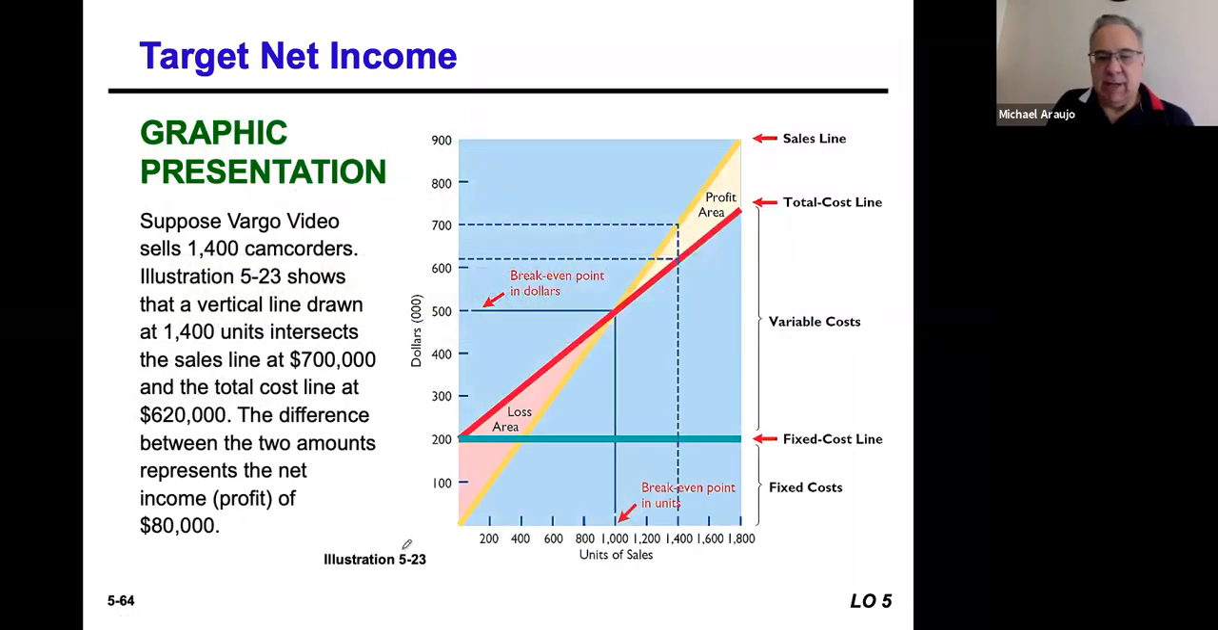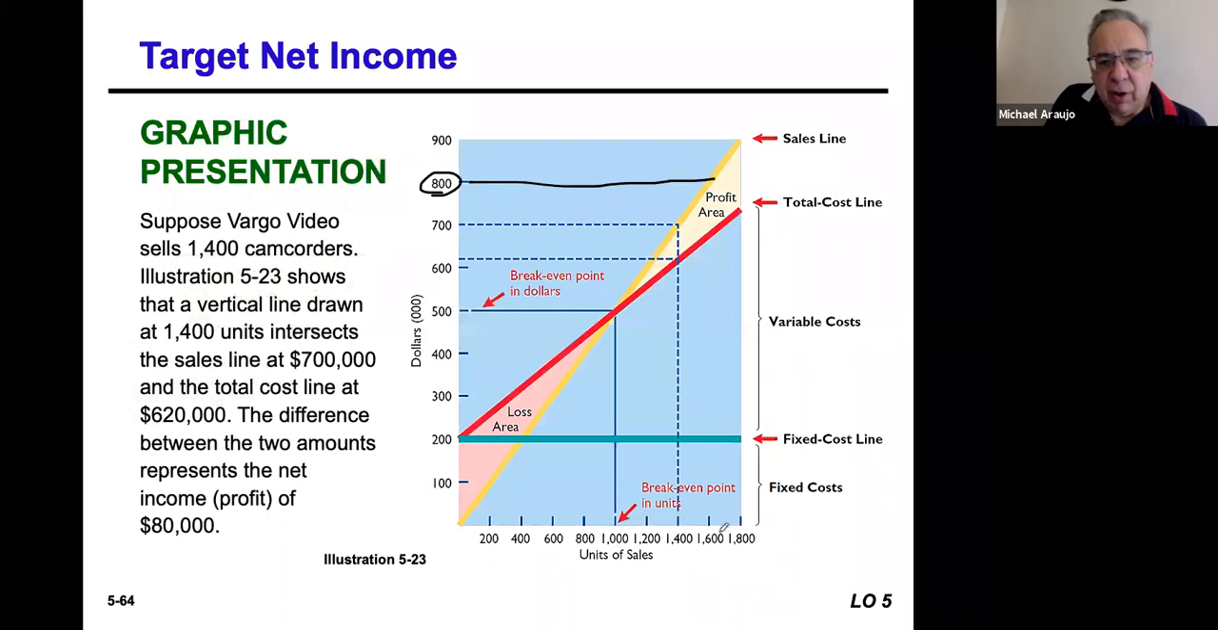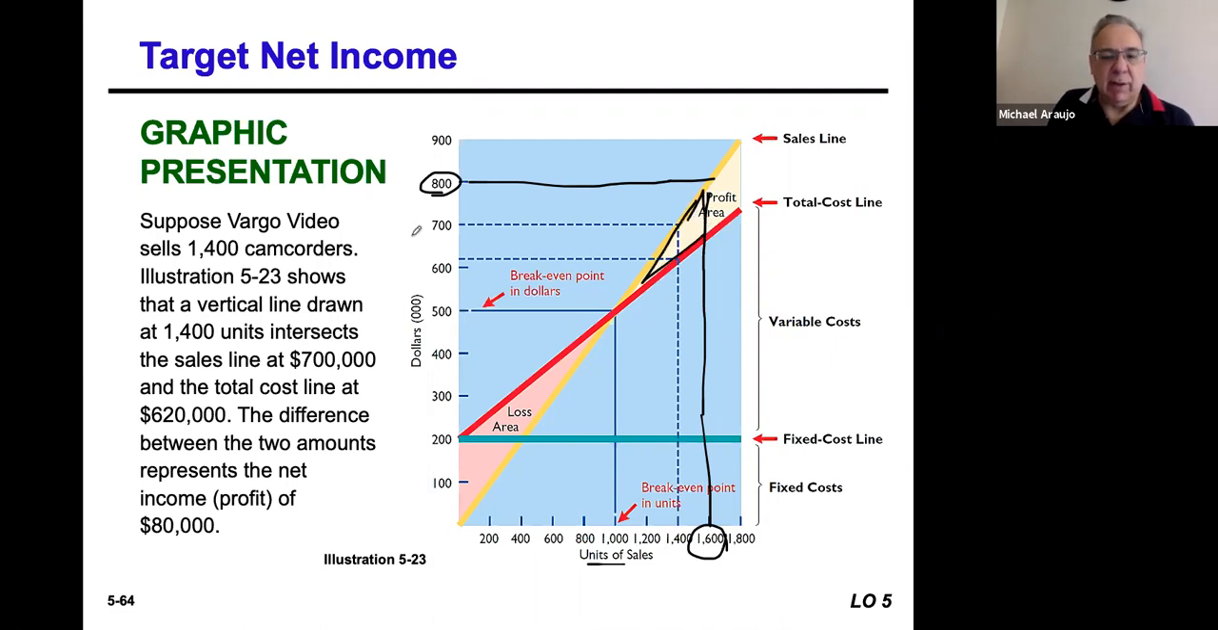And again, in this graph case here, we're looking at $800,000 of sales, which would mean roughly, and my lines are a little bit off, 1,600 units being sold. And all of this is that $120,000 profit that they want.